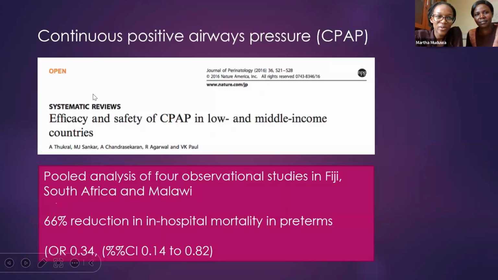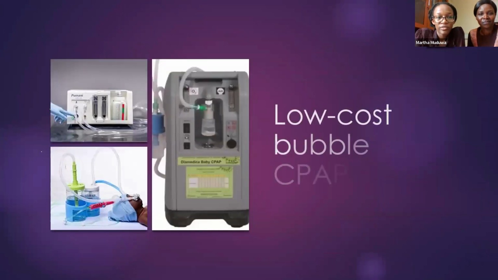There are some studies that have been done, a systematic review that was done in low and middle income countries, mostly looking at observational studies that were in Fiji, South Africa, and Malawi. It showed that with introduction of CPAP in those low resource settings, there was a 66% reduction in in-hospital mortality in the preterm infants. So that shows how efficient CPAP can be in reducing mortality of these infants.